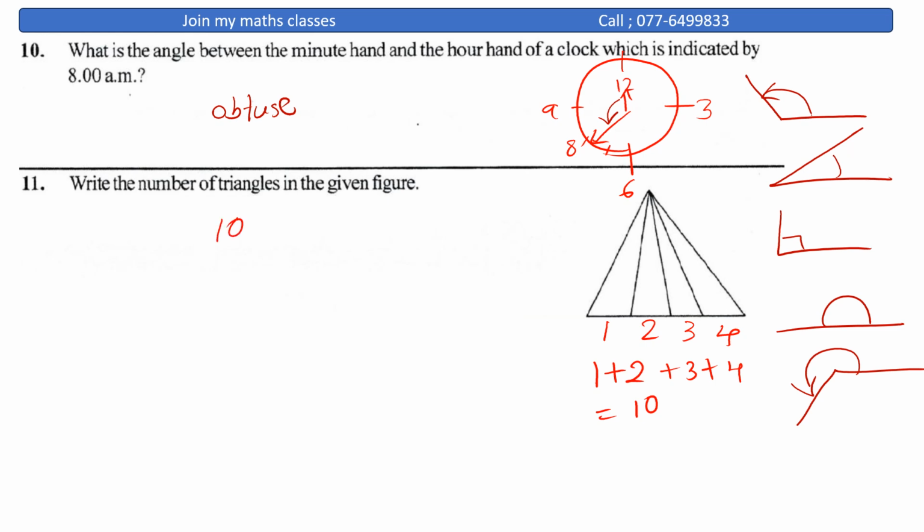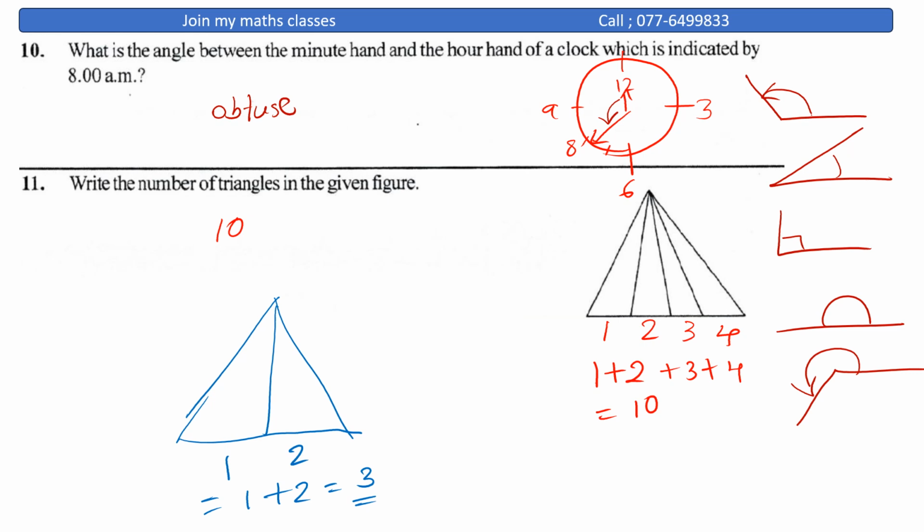If it is divided like this into 3, then you write 1 2 and then you add 1 and 2, and that becomes 3. That means there are 3 triangles. So this is how you find this answer. If you get something like this in your term test, please remember to do this.